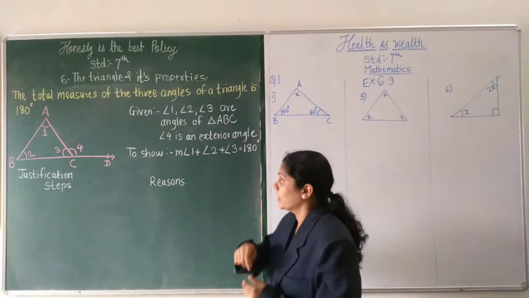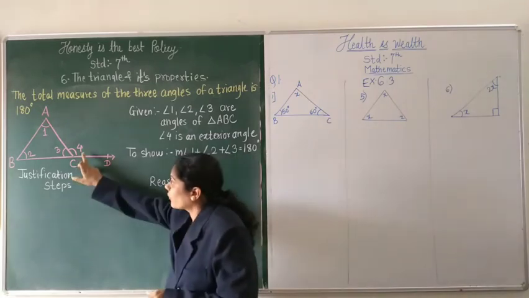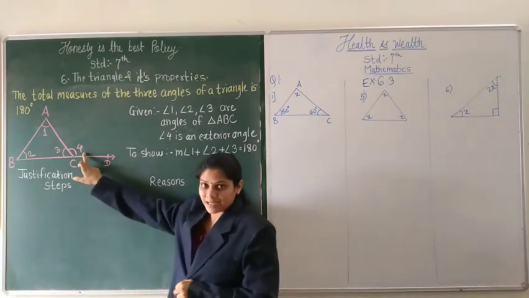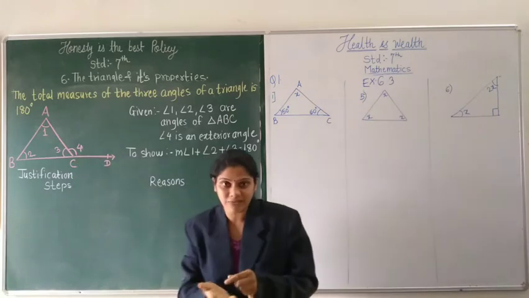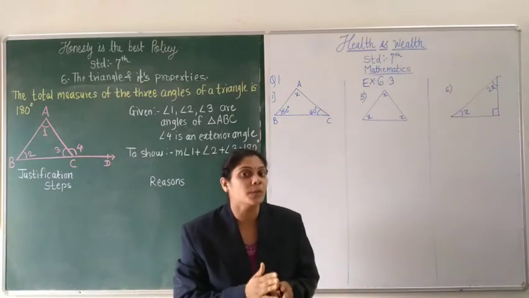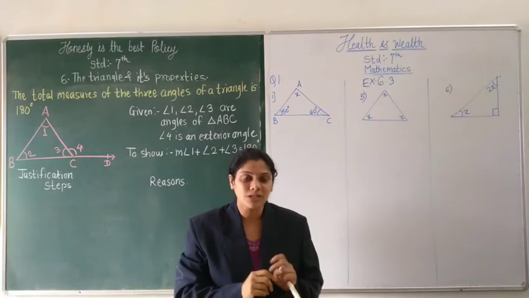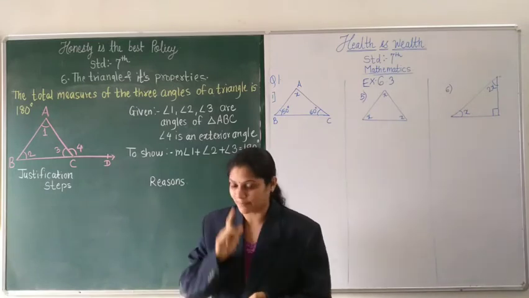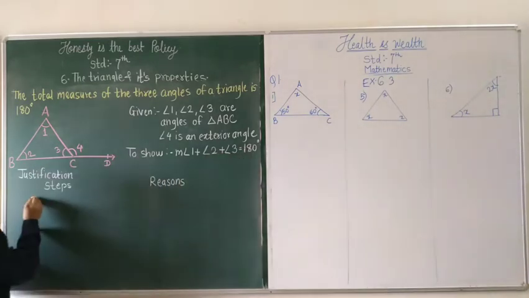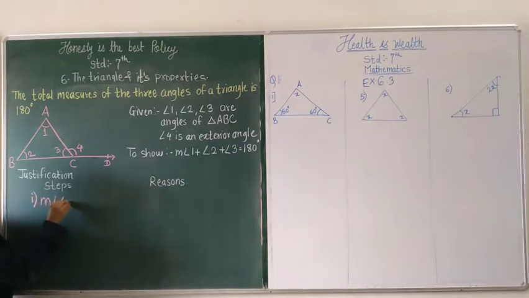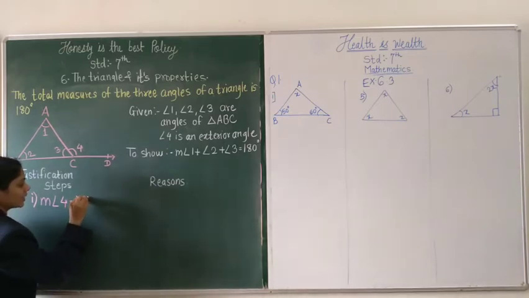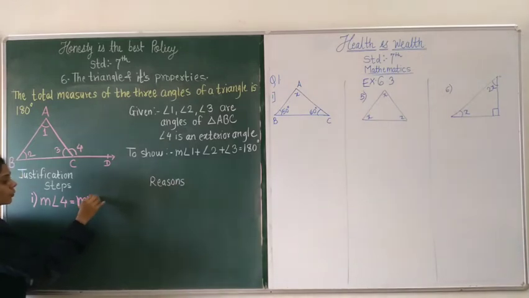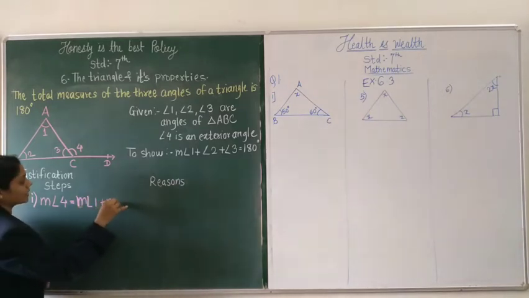We know that 4 is an exterior angle of the given triangle, and we have already studied the exterior angle property of a triangle. With the help of this property, we will write our first step. Look at here how we can write. My first step is: measure angle 4 is equal to measure angle 1 plus measure angle 2.